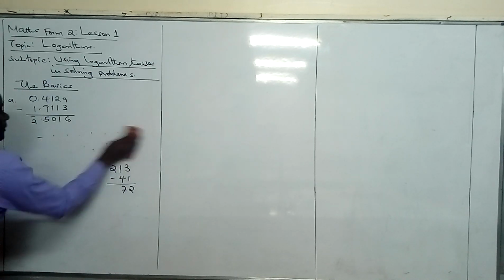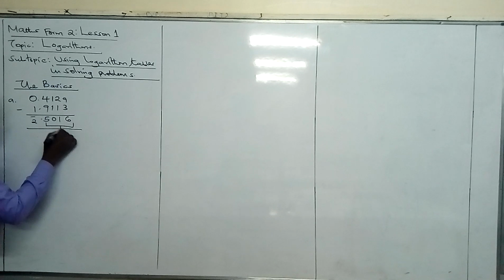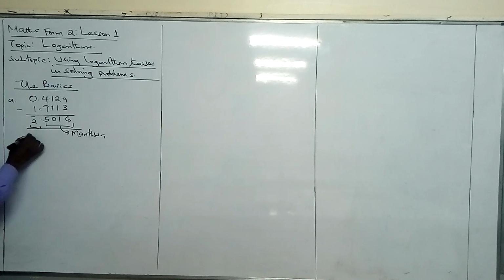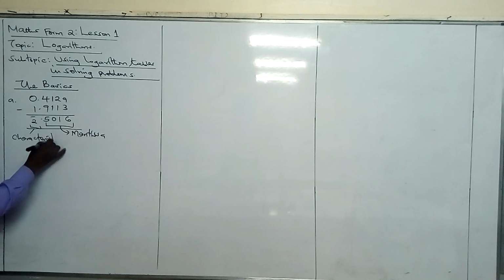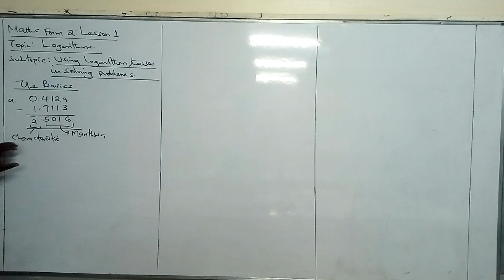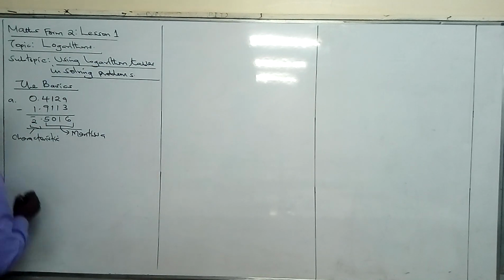Now, there's something I want to remind you of. In this particular quotient that we have obtained, the decimal part we call the Mantissa, and the whole part we call the characteristic. So it's good that you understand that under logarithms, these kinds of numbers are divided into two: Mantissa and characteristic.